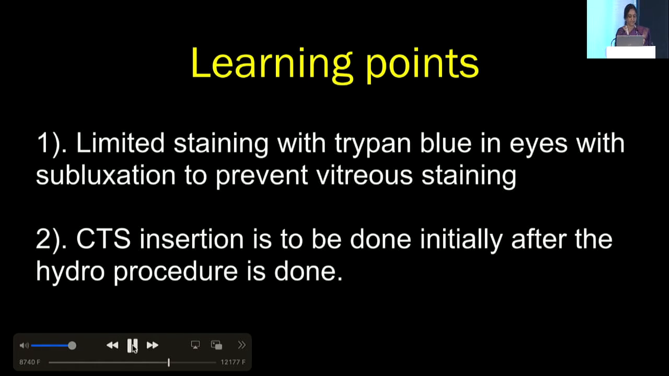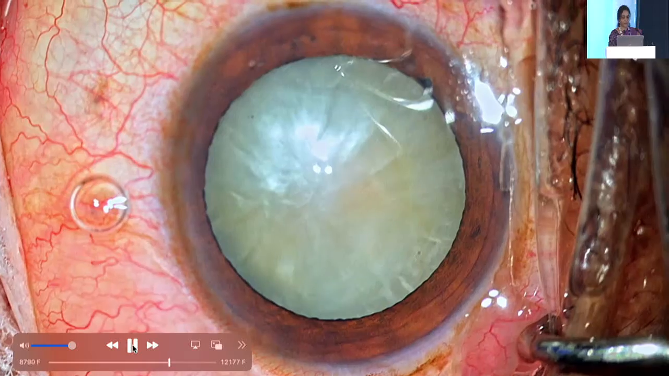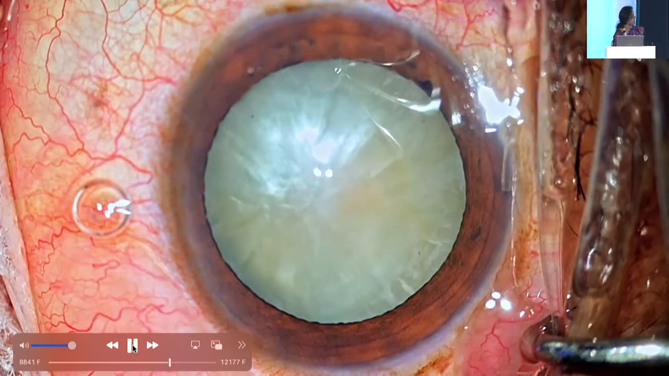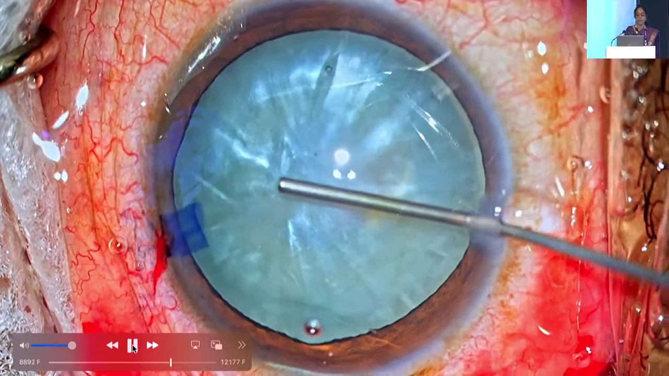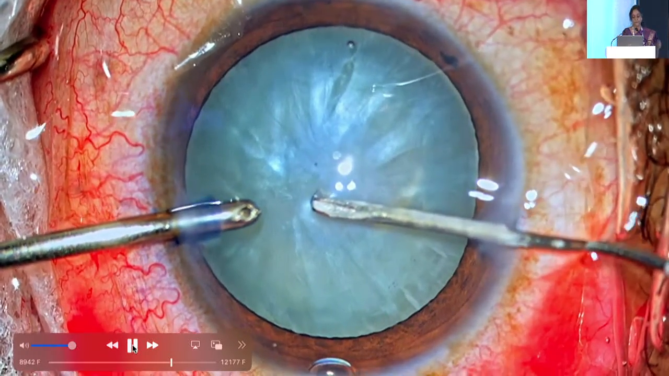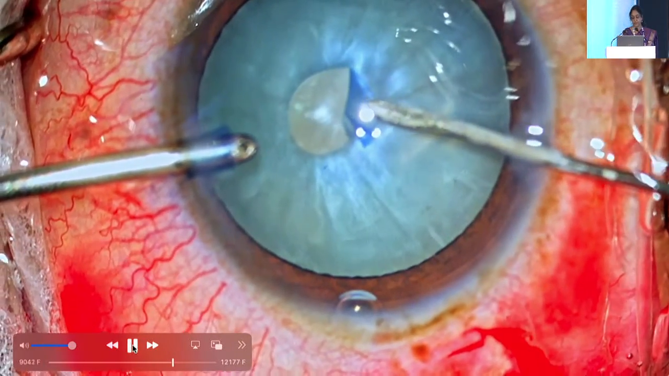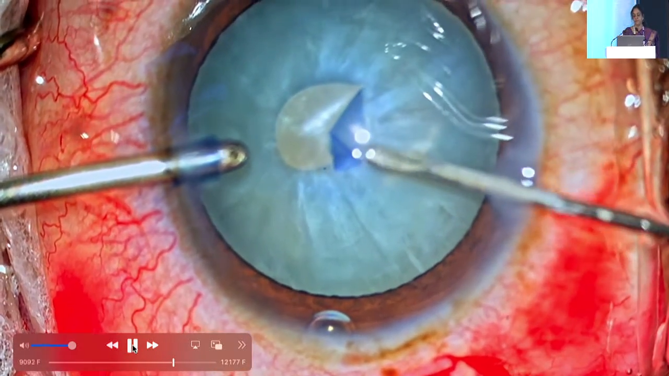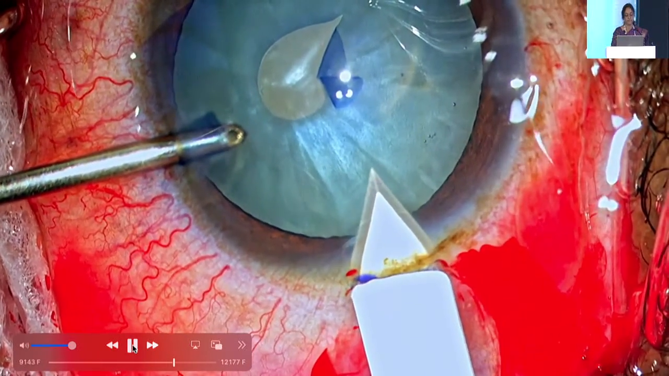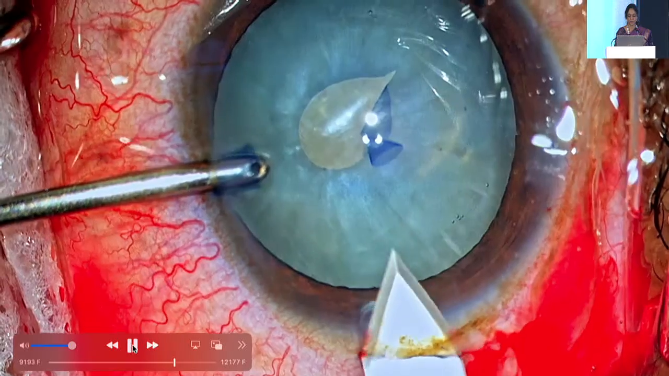Coming to the last case, I think I'll hurry up with this case because I have only 1 minute left, and the previous surgeons, Dr. Nidhi and even Samresh, showed this case. This is an intumescent cataract, as it is obvious here.